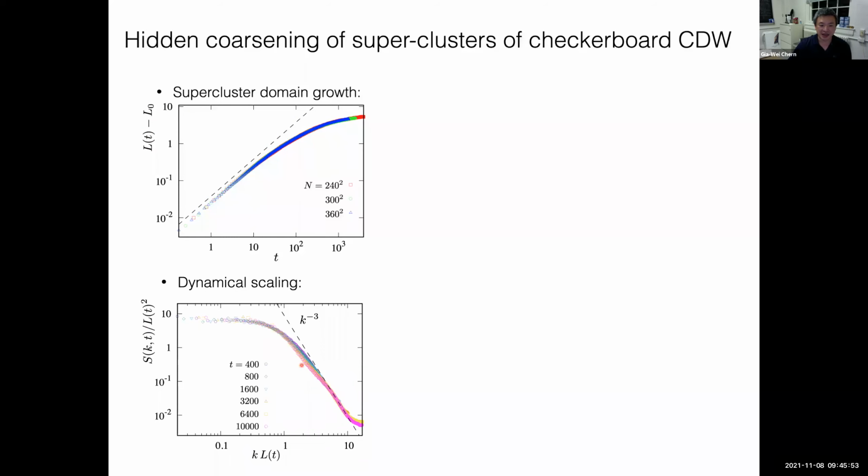And this figure shows a dynamical scaling. After proper scaling of the structure factor at different times, they collapse onto a universal curve. That means dynamical scaling. And so the conclusion is that there's a novel coarsening of superclusters. So in this phase separation, we have domain growth of smaller CDW clusters and also of larger superclusters, which are these aggregates of CDW clusters. But both cluster growths in the end are slowed down and kind of arrested.